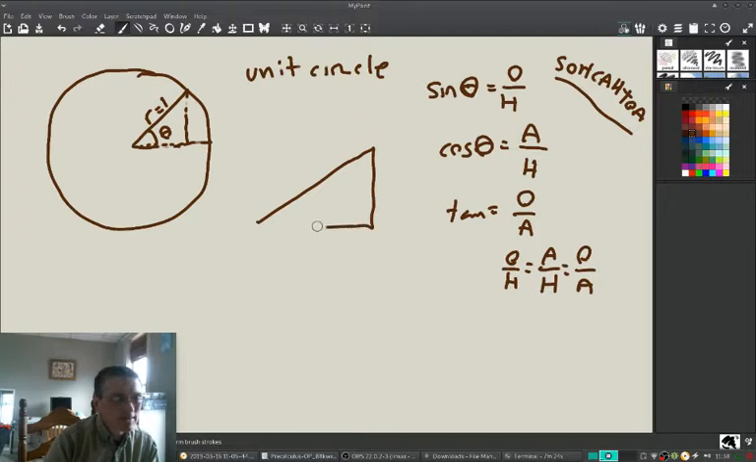And there are lots of ways to think about sine and cosine. And now that we know imaginary numbers, we'll learn some other ones. So this is our angle theta. This is the opposite side. This is the adjacent side. And this is the hypotenuse.